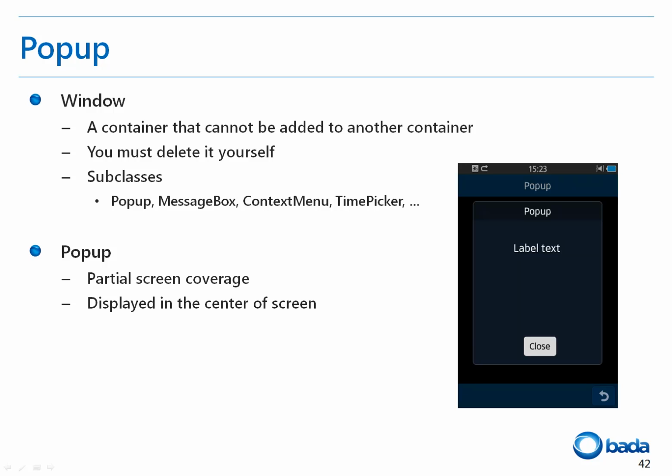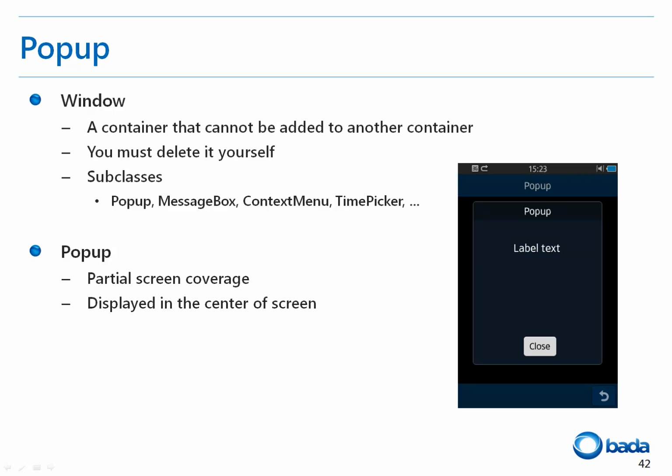Now, I'm going to introduce the pop-up control. A pop-up is different from most other controls, as it's derived from the window class. A window is a container class that's used directly and not included in another container. Therefore, as the window can be displayed on the screen without being attached to another container, the developer must manually delete the window when it needs to be removed. The window class has the pop-up, message box, context menu, and time picker subclasses.